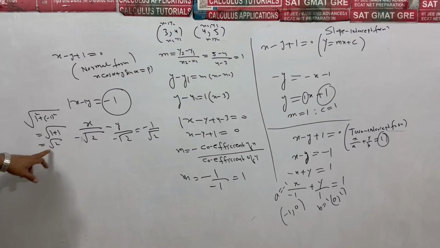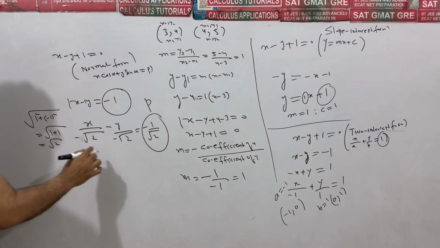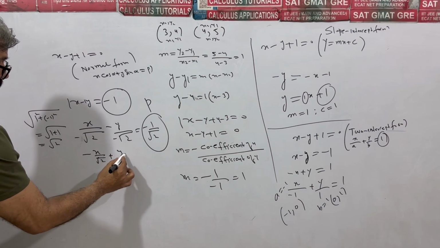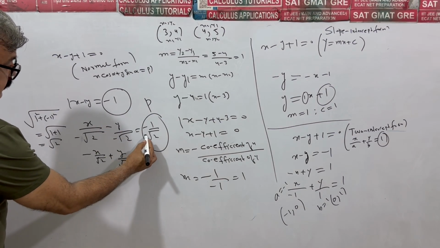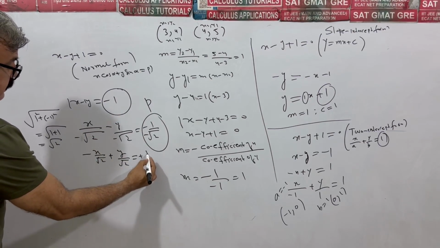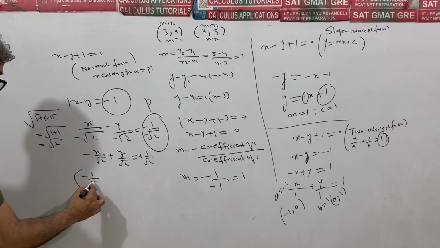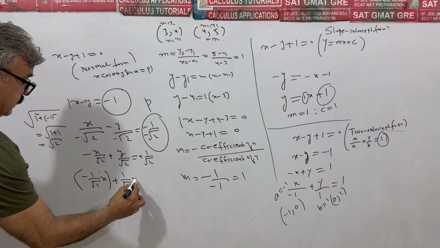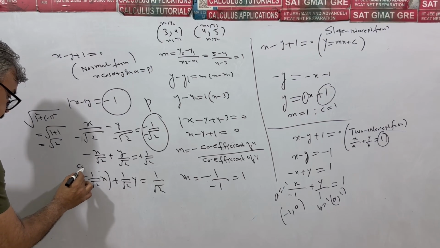I would have taken positive if 1 is positive. 1 is negative, so I have taken negative in order to transform this value of p positive. It will become minus x over under root 2 plus y over under root 2 is equal to 1 under root 2. So one can compare: minus 1 under root 2 x plus 1 under root 2 y is equal to 1 under root 2. That's our value of cos alpha.